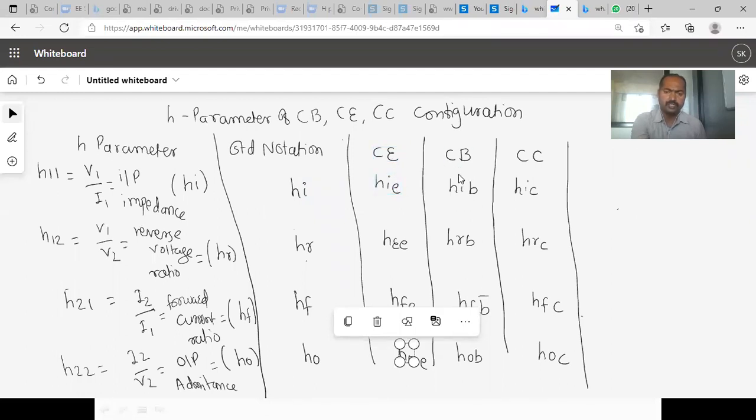If the same equation is for the base, then we write HI common, so HIB. When we see the same thing with respect to the collector, in that case HIC, right? In the same way all other things with respect to common emitter, common base and common collector we have to calculate.